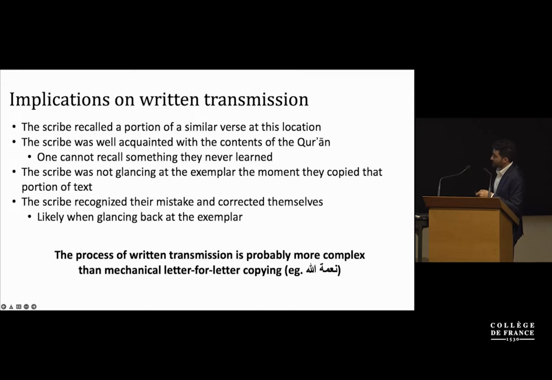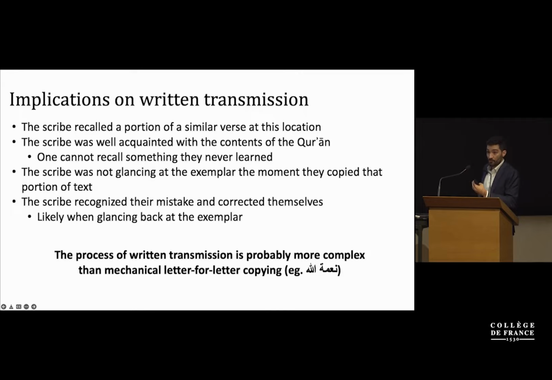Now, what's interesting here is these two verses are in vastly different parts of the Quran. And we can actually start to understand and profile what was happening in the mind of the scribe. So the scribe recalled a portion of a similar verse at this location. Now, what this implies is that the scribe must have been well acquainted with the contents of the Quran, because you cannot recall something that you never learned. So the scribe either knew that verse by heart or had copied enough Qurans that they had some degree of familiarity with the text that resulted in them making this mistake.